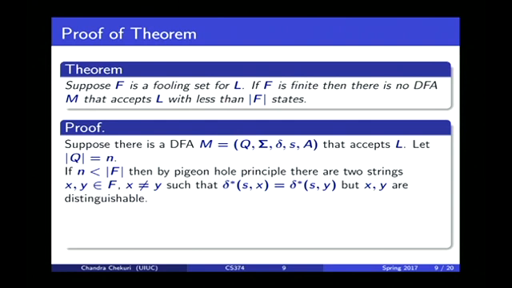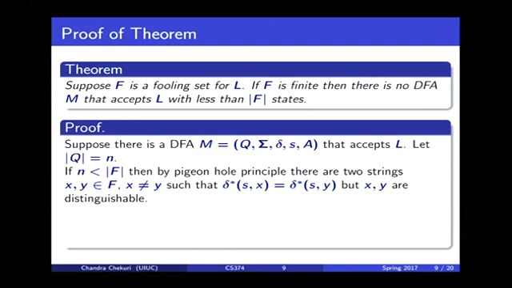Because X and Y are distinguishable, there is a string W that I can tack onto X and onto Y, such that only one of them is in the language and the other one is not. But if I reach the same state on seeing X and Y, I won't be able to tell the difference. I will get fooled. So if the number of states is less than the size of the fooling set, by the pigeonhole principle, some two strings in my fooling set will go to the same state, and then the machine is confused.